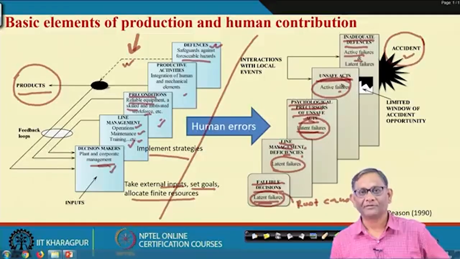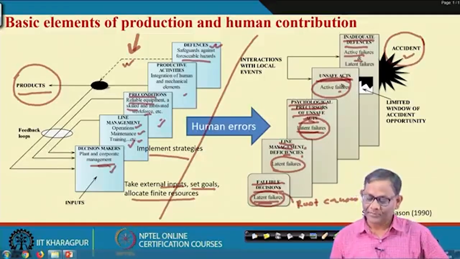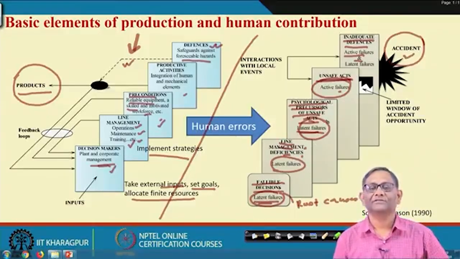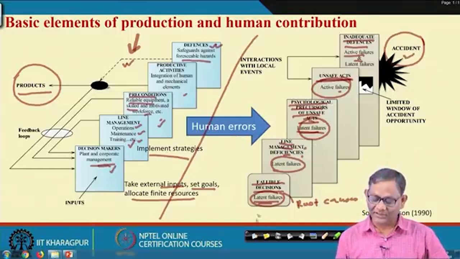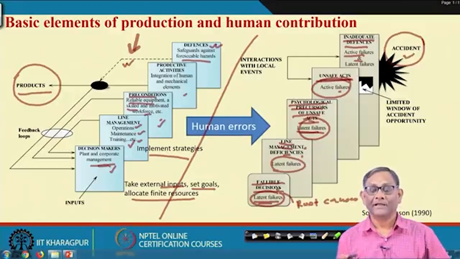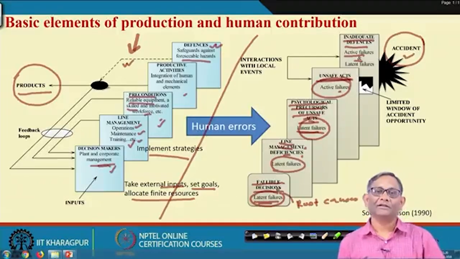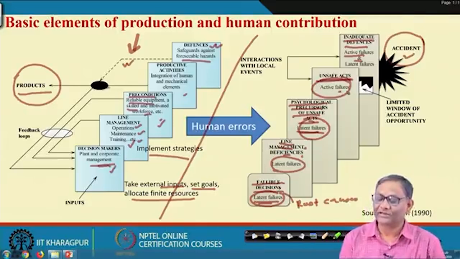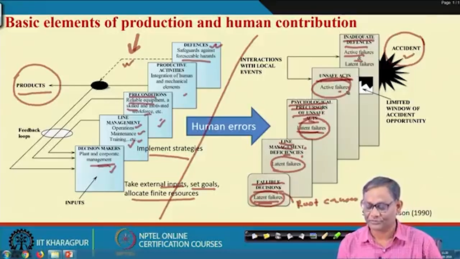That should not be the proper way of doing things, because accident precursors, when you consider the latent failures, are very, very important. These are all long term issues, and they have a large impact in terms of accidents. By saying this, I am not saying that failure at the worker level should not be considered.